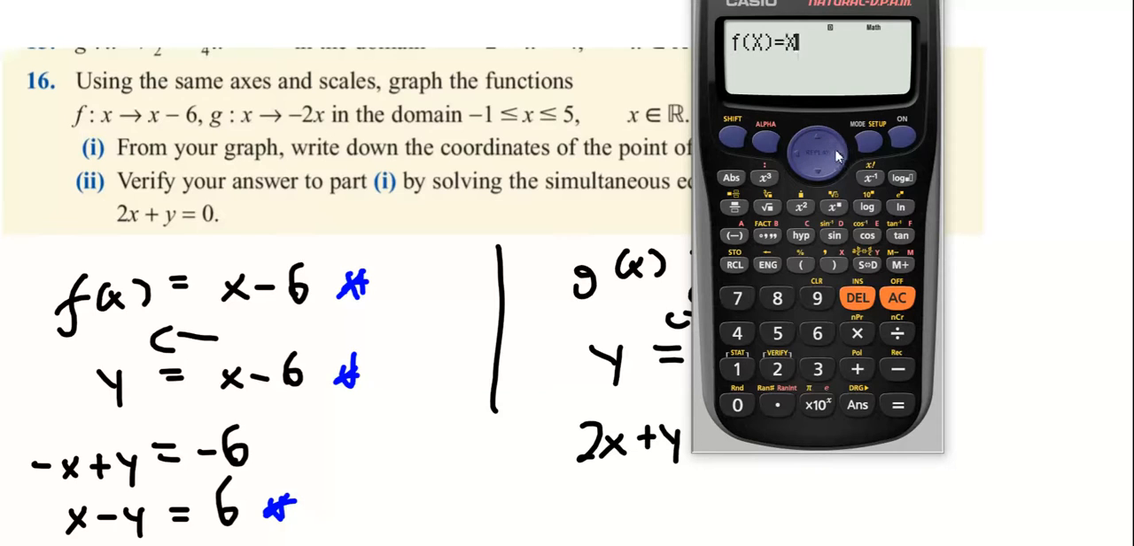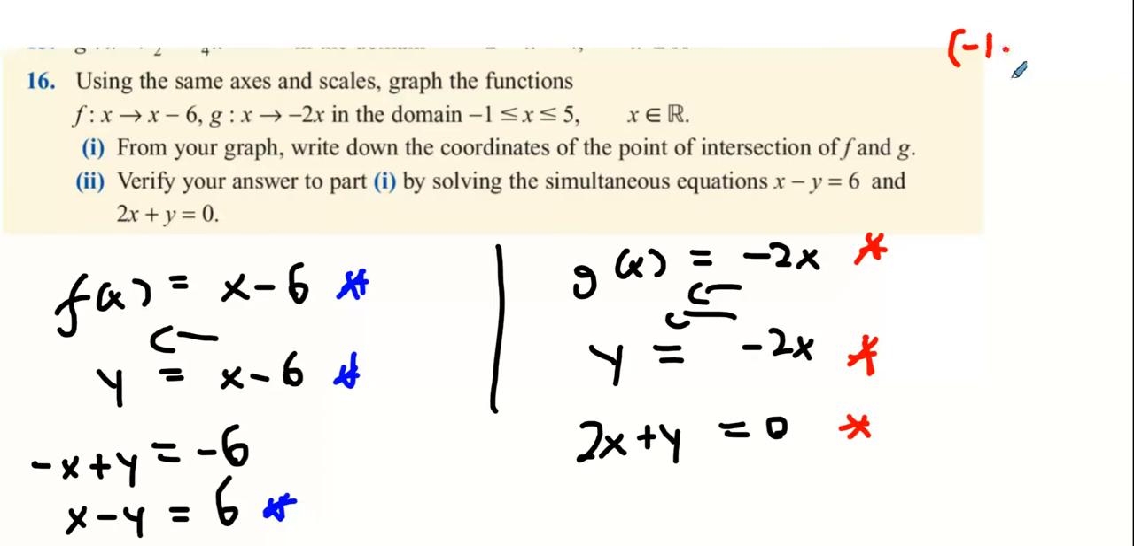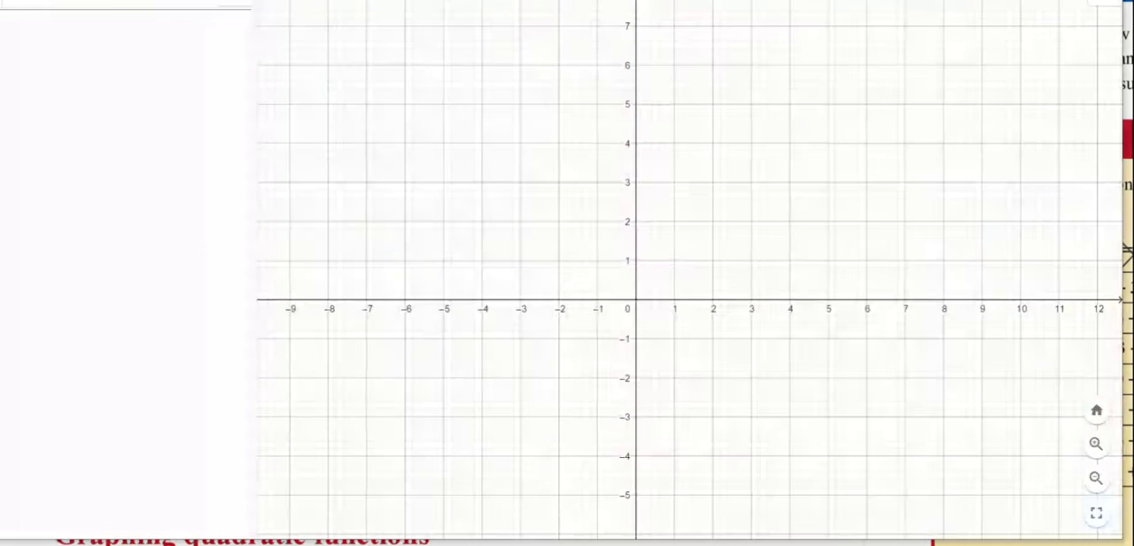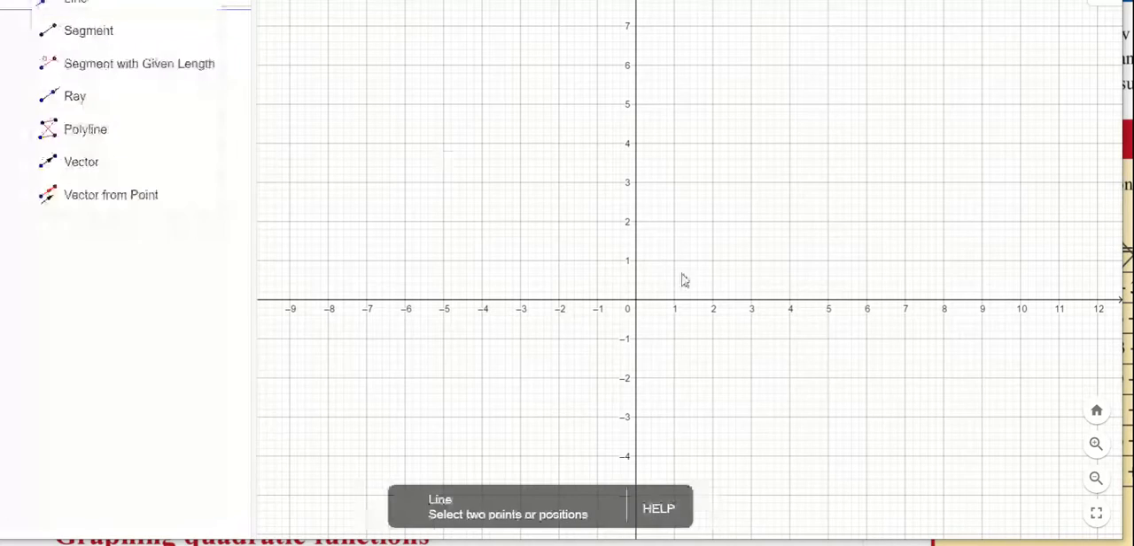So I'm going to get in my x there. There it is. x minus 6, no bother. Then the start is -1, the end is 5, step of 1, and you can see all these points here. So if my starting point is (-1, -7), my end one is (5, -1). So check this out, right? I'm going to go for (-1, -7).